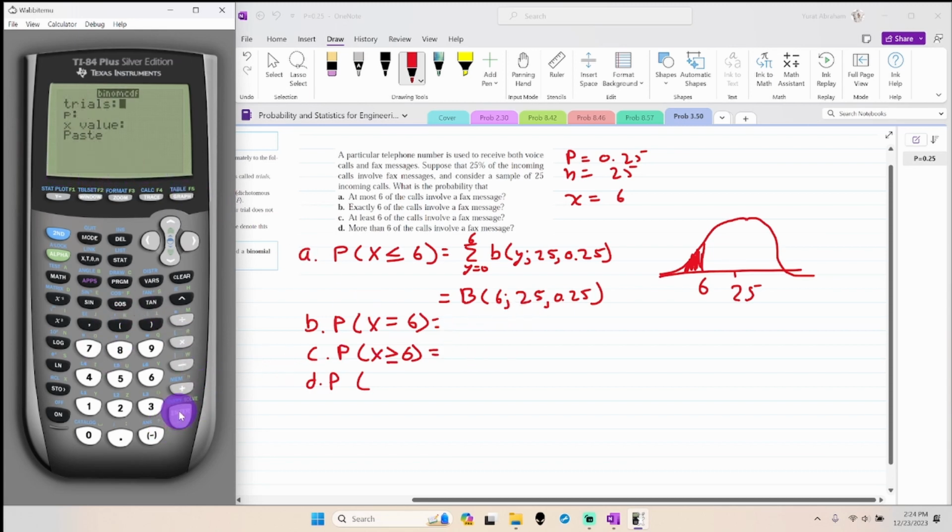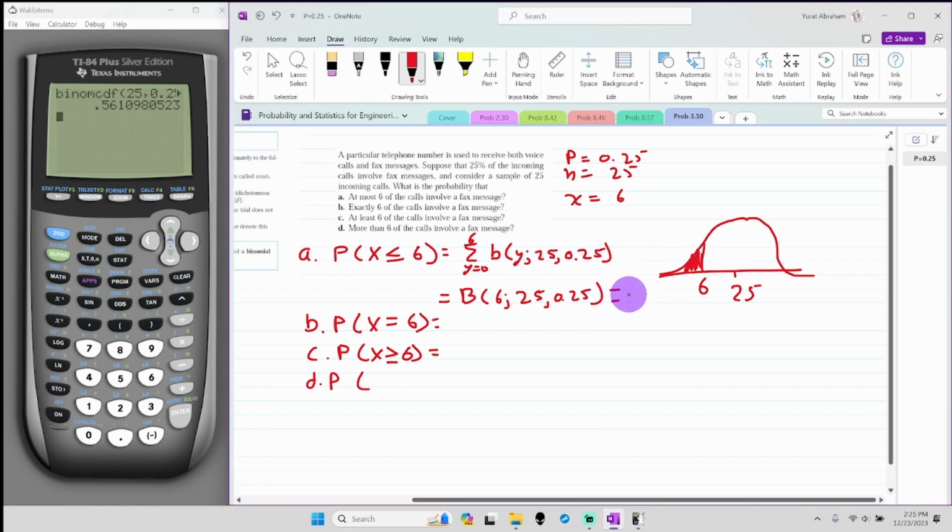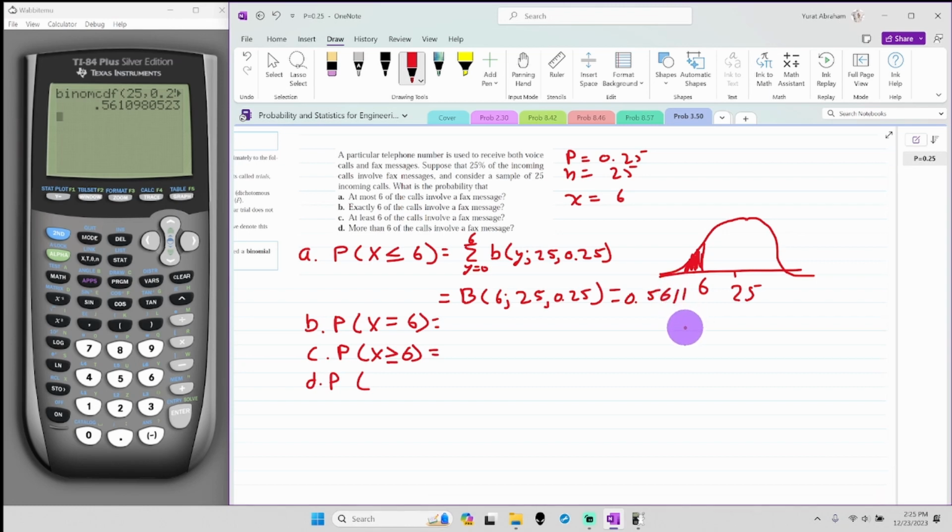Okay, so press enter. Number of trials is 25. Enter. Probability of something happening is 0.25. X value is 6. Enter, enter, enter again. So that will give us 0.5611. So that's the probability that at most 6 of the calls will involve fax messages.